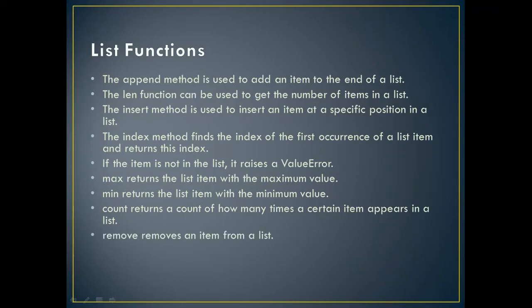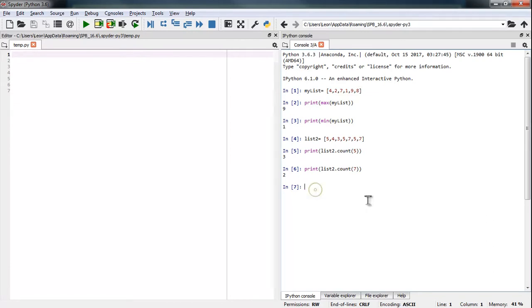Remove removes an item from a list. It works almost in the same way as the count. However, instead of count, you would have remove. Let me also remove 4 in this list, and it returns none. If I were to then print list2, there we have it, 5, 3, 5, 5, 7. So when we removed 7, it removed the first 7. There were 2 7s, it removes the first one it finds. Then we removed 4, so then we have 5, 3, 5, 5, 7 remaining.